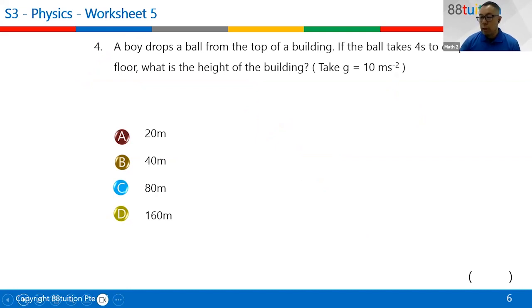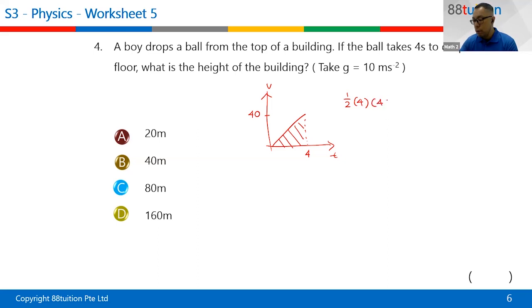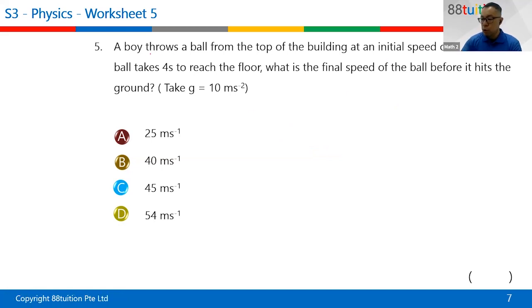Next. Okay, 3 and 4, we can use the same graph. And from 3, we found that the velocity at the end of 4 seconds is 40 meters per second. So area under the graph, half times base 4 times height 40. And you will get 80 meters. Answer is C.